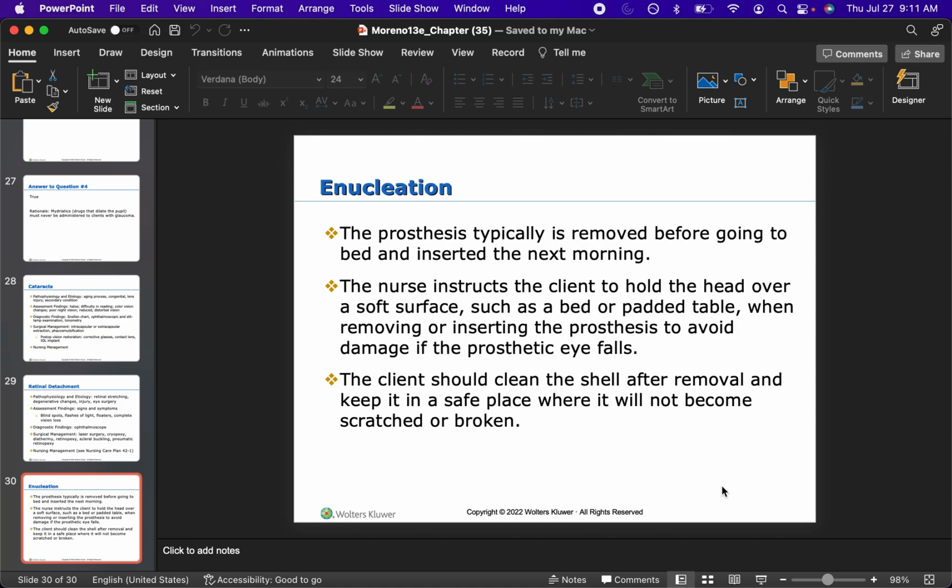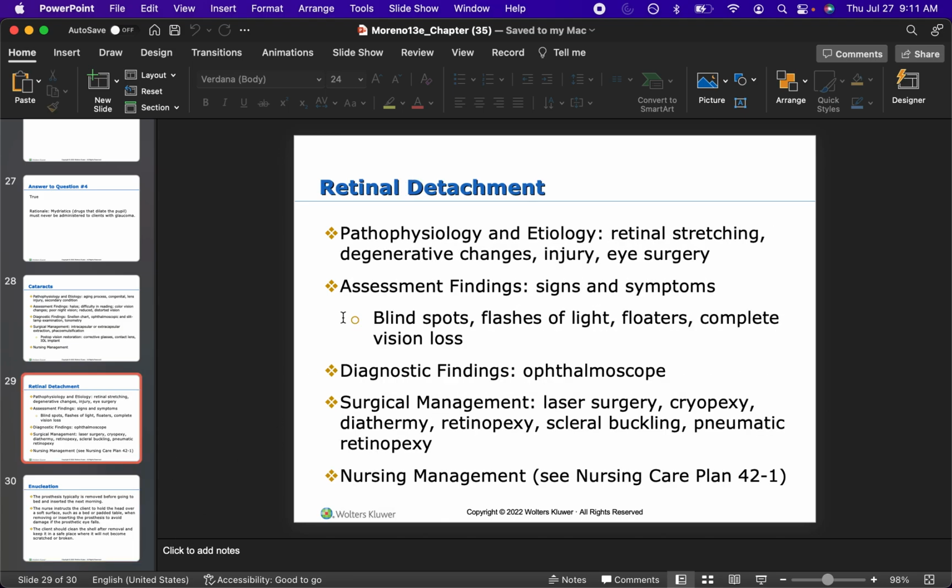And then here you can read about this, but I'm not going to test you on that. So you want to see the prosthesis steps. All right, that is chapter 42.